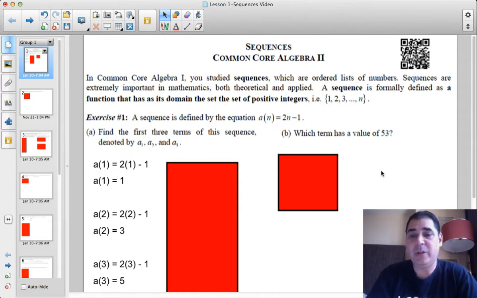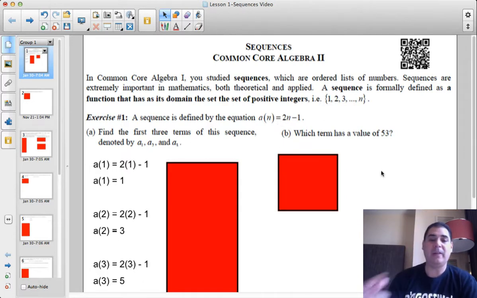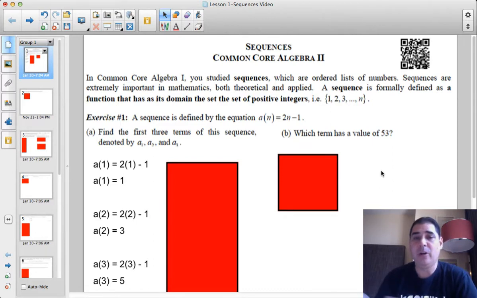Which term has a value of 53? Now, if you keep on going with the pattern, 1, 3, 5, 7, 9, 11, if you keep on writing out all the numbers, eventually you'll get to 53. Then you just count how many terms it took to get to 53, and that would be the term of the sequence. Now, that sounds long and drawn out. You probably don't really want to do that. The easiest thing to do is take 53 and set it equal to 2n minus 1. You solve.